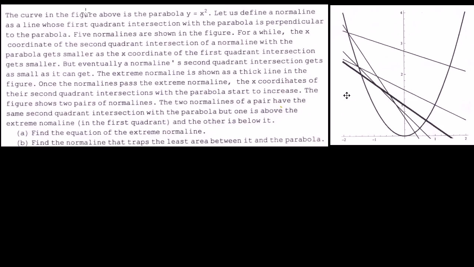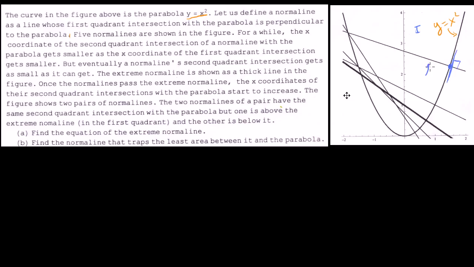So they say the curve in the figure above is the parabola y is equal to x squared. So this curve right there is y = x². Let us define a normal line as a line whose first quadrant intersection with the parabola is perpendicular to the parabola. So this is the first quadrant right here. And they're saying that a normal line is something when the first quadrant intersection with the parabola is normal to the parabola. So if I were to draw a tangent line right there, this line is normal to that tangent line. That's all that's saying.